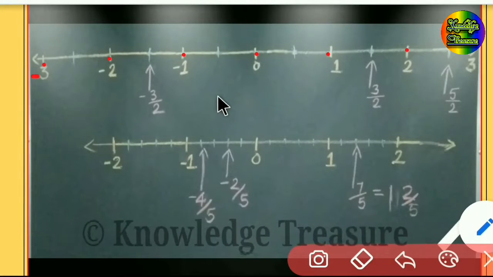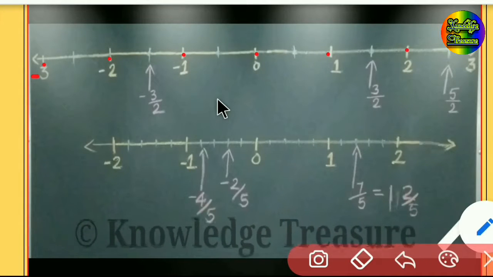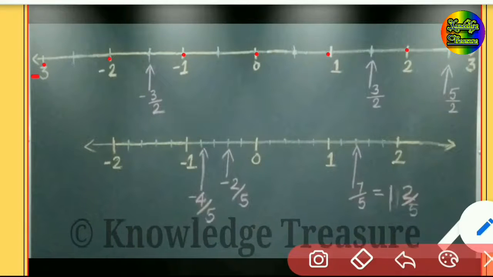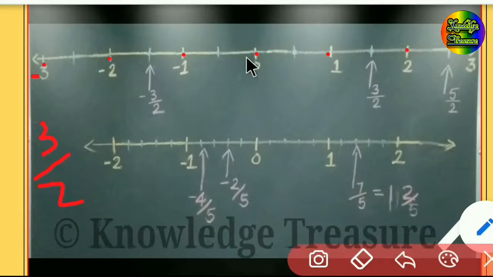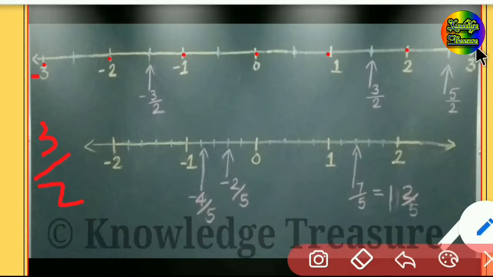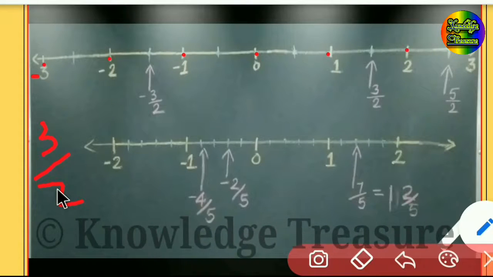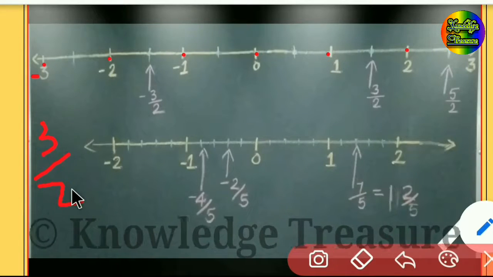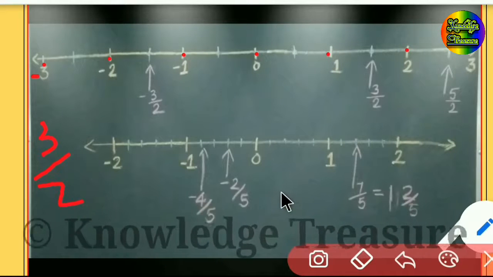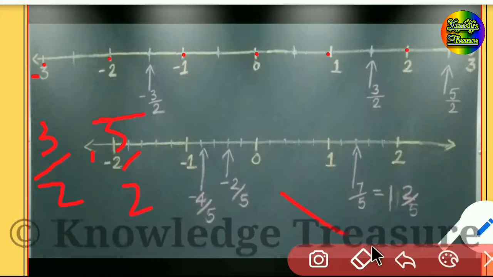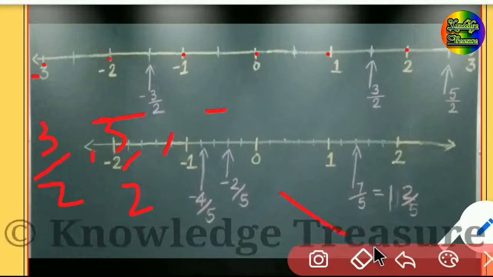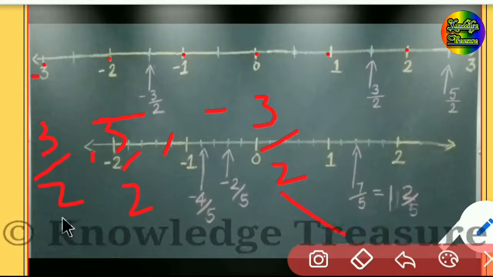Now you have to show the number. First number is 3 upon 2. Okay. Write down 3 upon 2. This is the positive number. Where is the positive numbers? Positive numbers are on the right hand side. If you observe clearly, all the numbers 3 upon 2, 5 upon 2 and minus 3 upon 2, all these three numbers are having the denominator 2.